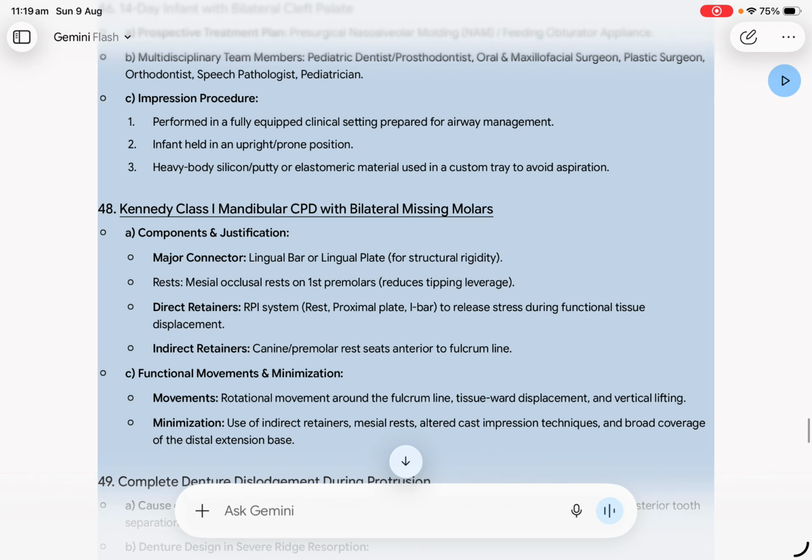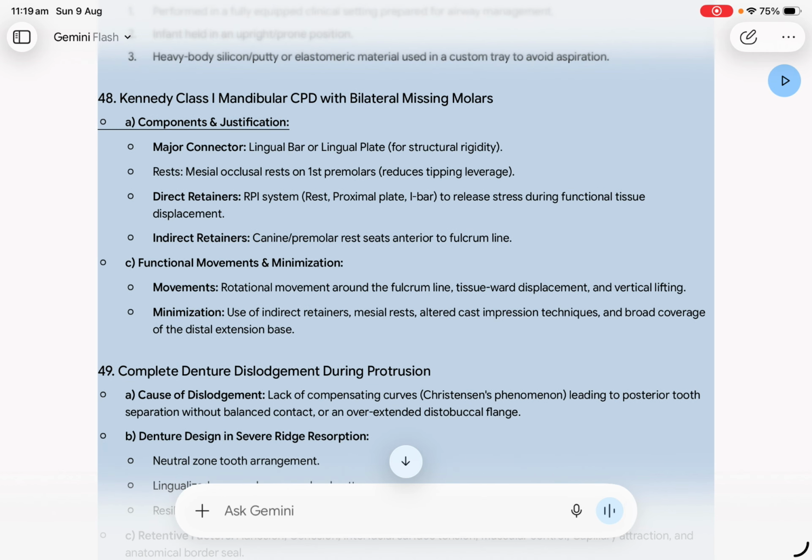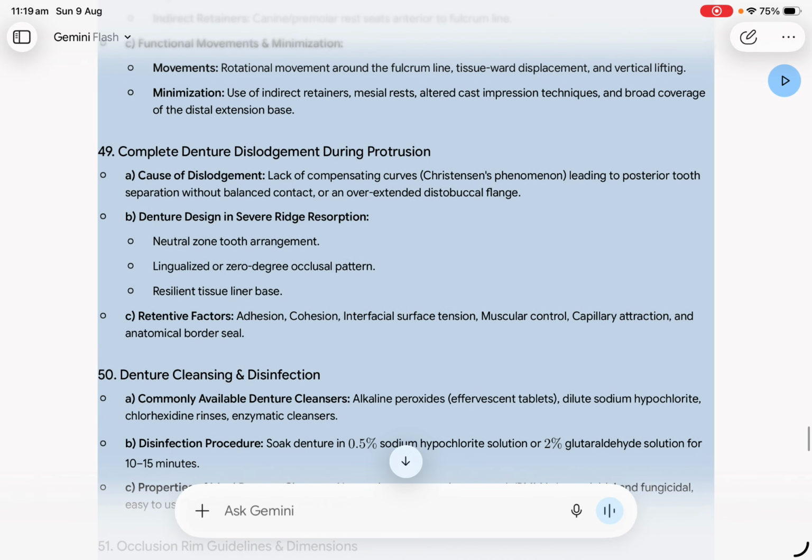48. Kennedy Class 1 mandibular CPD with bilateral missing molars. Components and justification. Major connector, lingual bar or lingual plate, for structural rigidity. Rests: mesio-occlusal rests on first premolars, reduces tipping leverage. Direct retainers: RPI system, rest, proximal plate, I-bar, to release stress during functional tissue displacement. Indirect retainers: canine premolar rest seats anterior to fulcrum line.